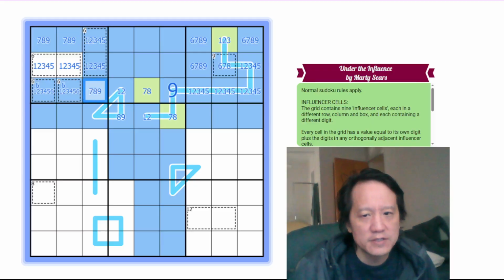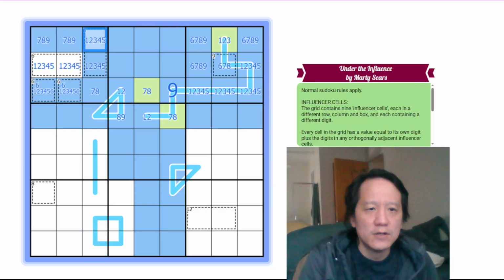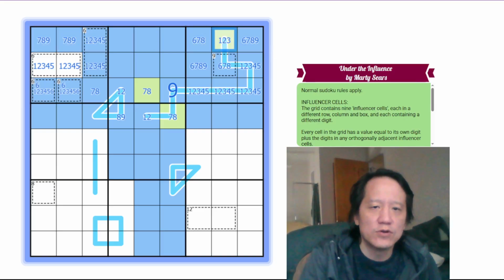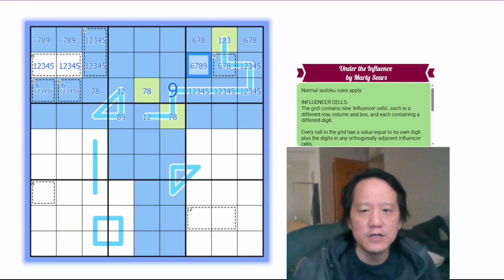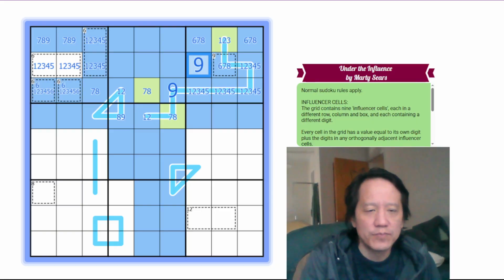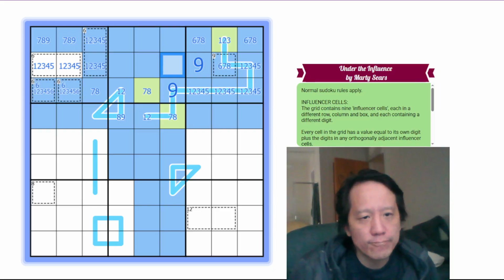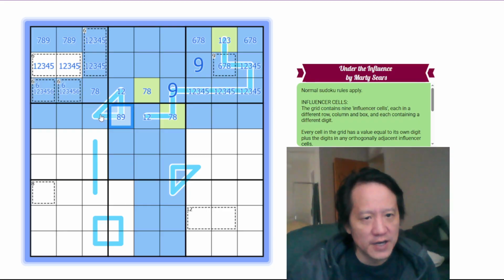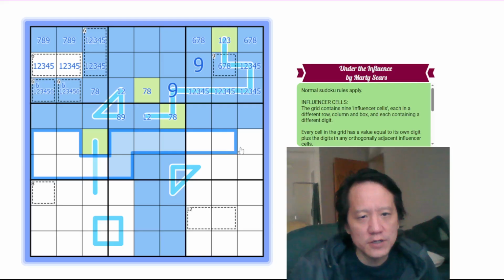This 9 eliminates 9 here. That means in box 1, one of these is 9, which eliminates 9 in the rest of the row. So this must be 9 here. This cannot be exactly the same as that. It must be next to an influencer. That eliminates the influencer here, here, and here.